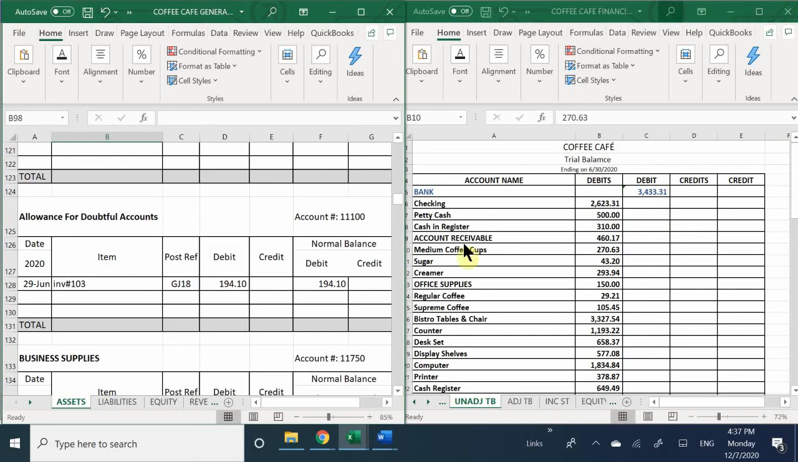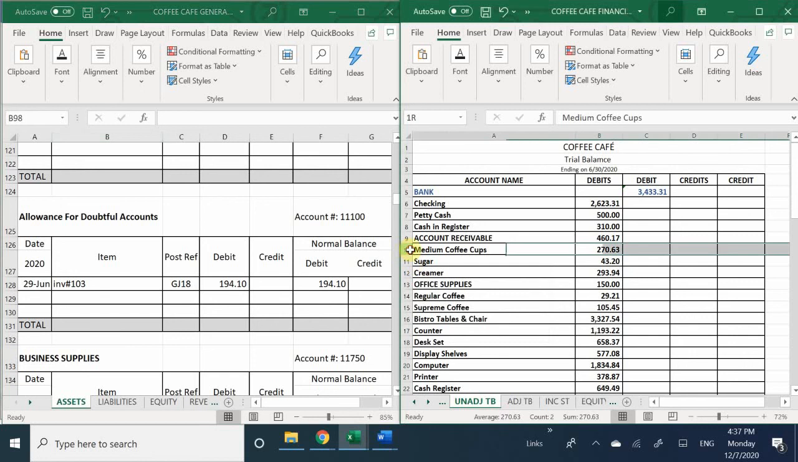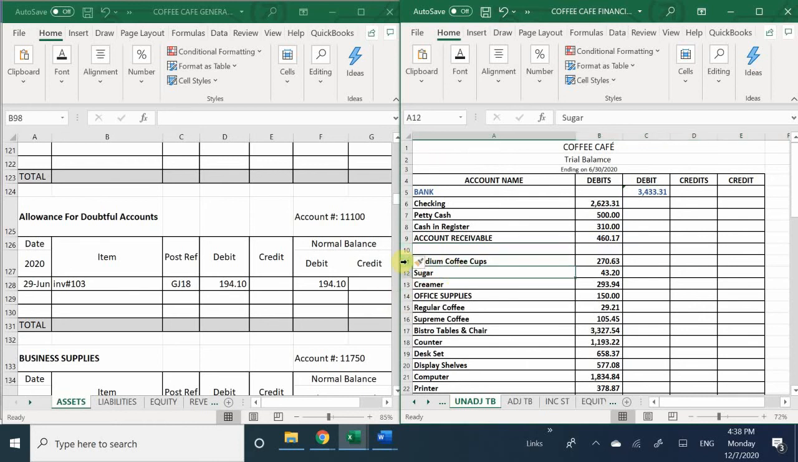So I need to insert this here. Oh, wait, I have to keep watching because you're moving faster than I'm moving. We're inserting above, under accounts receivable. You need to click your medium coffee cups because how Excel does it, it inserts above it. Right. That's where you're putting it. The allowance for doubtful accounts.